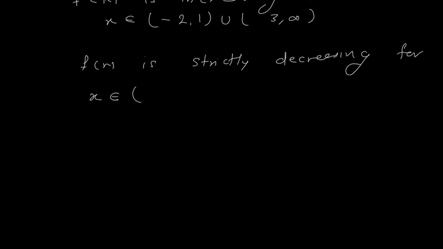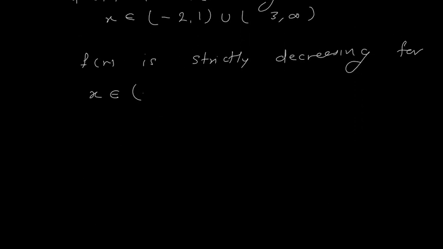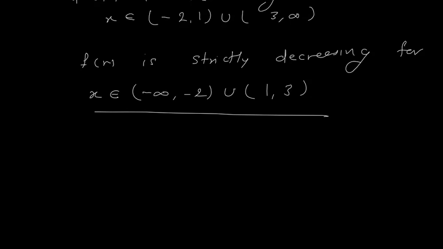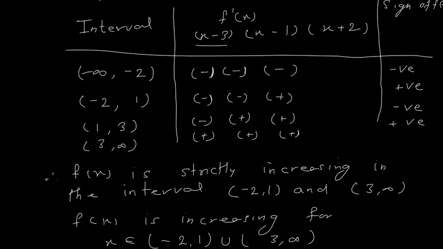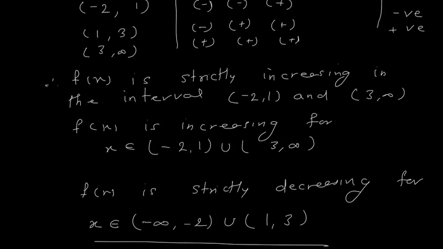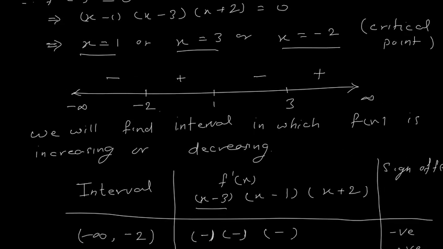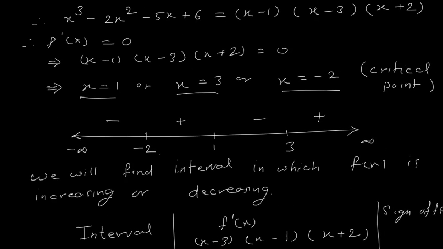So minus infinity to minus 2 union 1, 3. In this range you will find that your function is strictly decreasing. So I hope you understand how to identify the interval in which the function is strictly increasing and strictly decreasing.